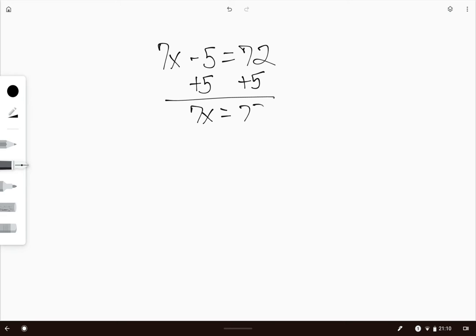So if we start with number 1, I have 7x minus 5 equals 72. And this is just a two-step equation. So I need to isolate my variable. The opposite of subtracting 5 is going to be adding 5 to both sides. So that gives me 7x equals 77. Then the next thing I do is divide both sides by 7 to isolate the x by itself. So that's going to be x equals 11.